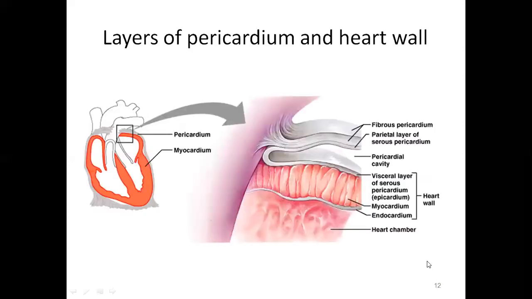See, you can see in this picture, the pericardium, and this red one is the myocardium. Here you can see the fibrous pericardium, and the parietal layer of serous pericardium. Here is the cavity. These are the heart chambers. And these are the walls of the heart.